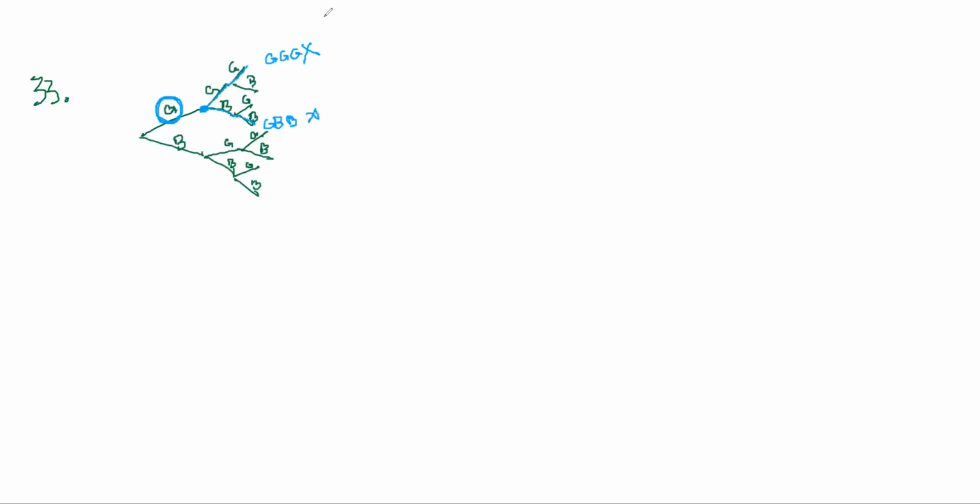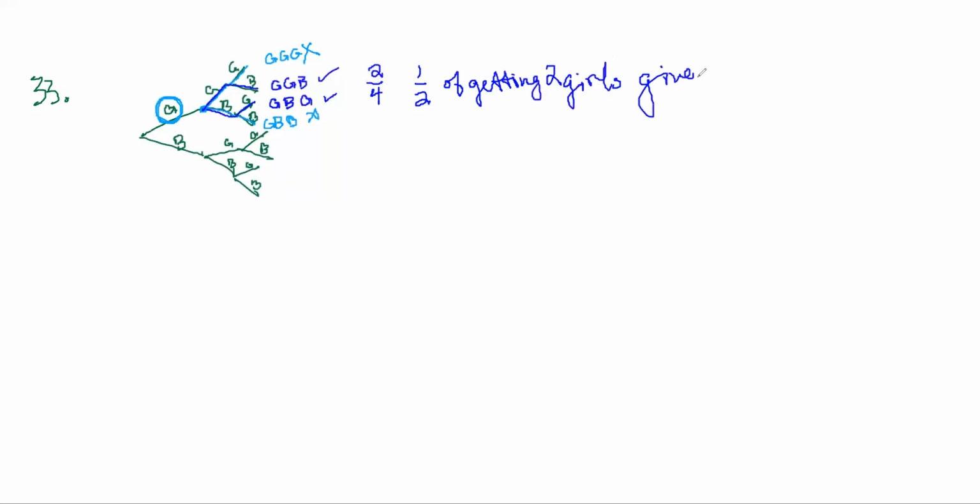So we need to go girl, boy, or boy, girl. Basically, what this means is, assuming, of course, that it's 1/2 chance getting a boy or girl, it's just a flip of a coin, it's going to end up being 2 out of 4 options, or 1/2 chance of getting 2 girls, given that child number 1 is a girl.